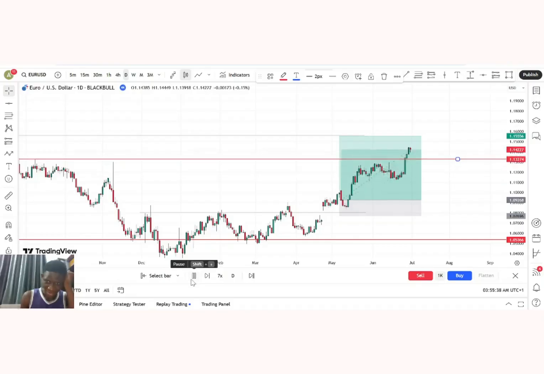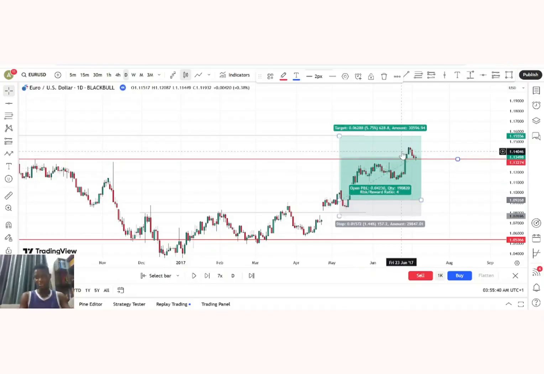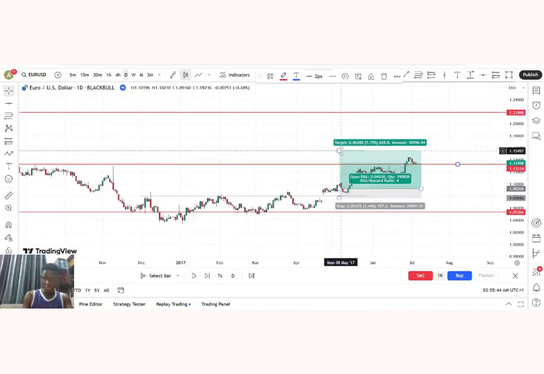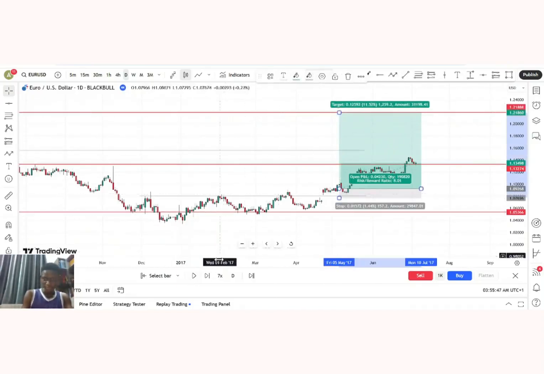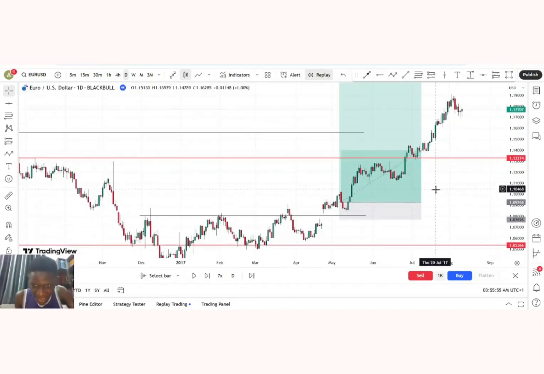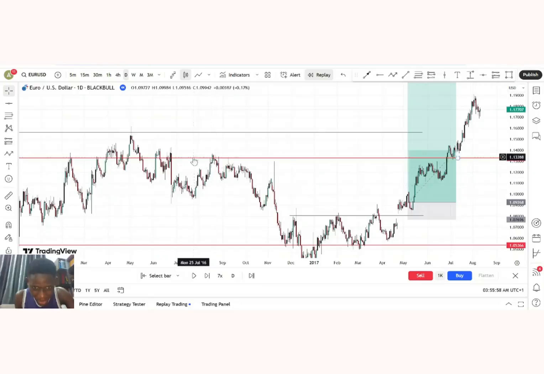So you can see the market is reacting from that zone. So you have taken partials, right? And you are holding your position still. You can even hold it to this point. So let's see how it goes. And then you can do what we call scaling. So this is scaling.